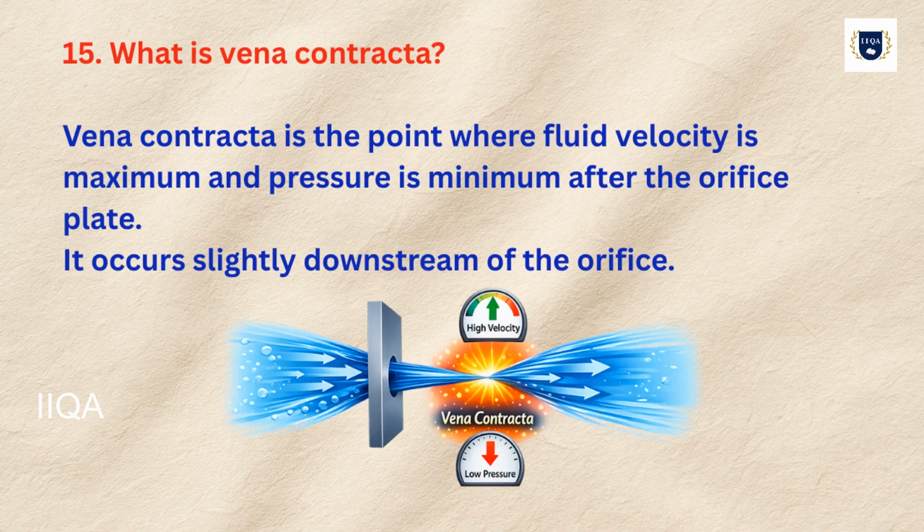What is vena contracta? Vena contracta is the point where fluid velocity is maximum and pressure is minimum after the orifice plate. It occurs slightly downstream of the orifice.